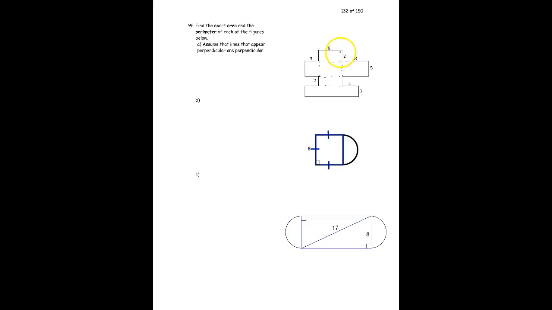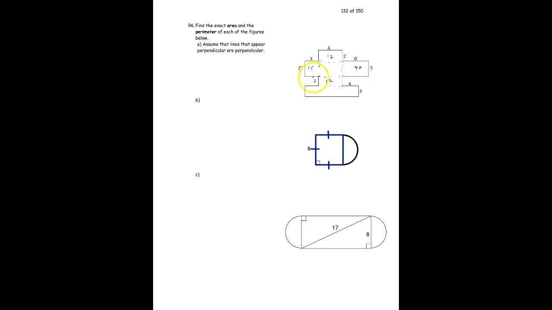So this one here, 6 times 2 is 12. I'm just writing the areas inside. 8 times 5, this base times height, is 40. This one here, this 5 carries over to here, so 5 times 3 is 15. 2 times, looks like this one is 6. 2 times 6 is 12.